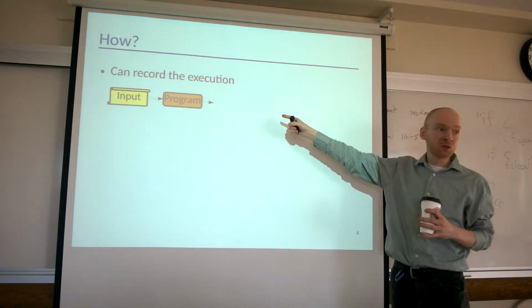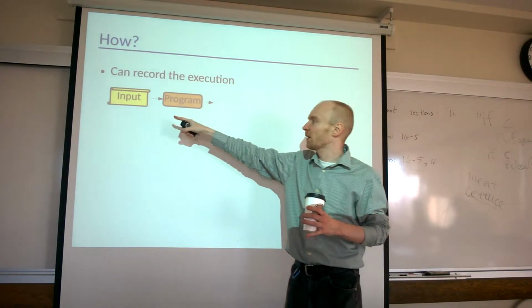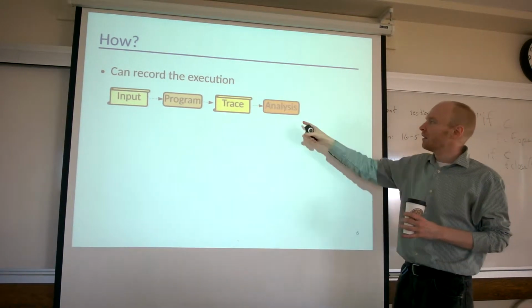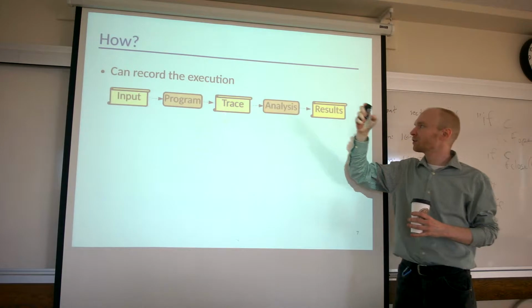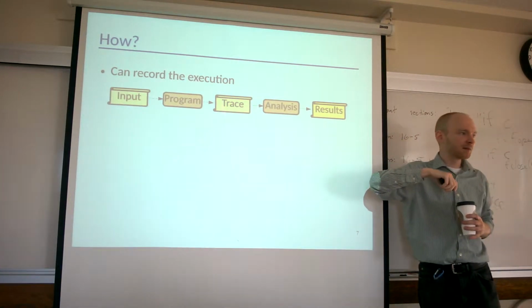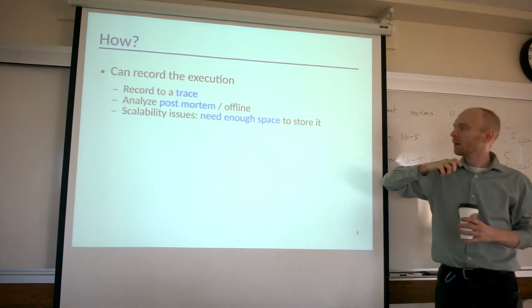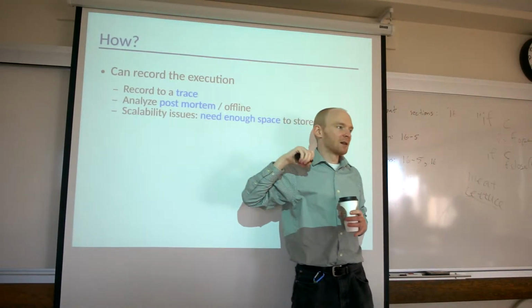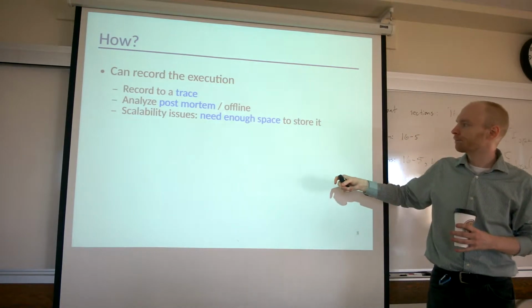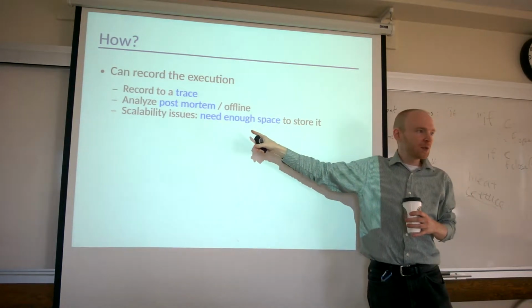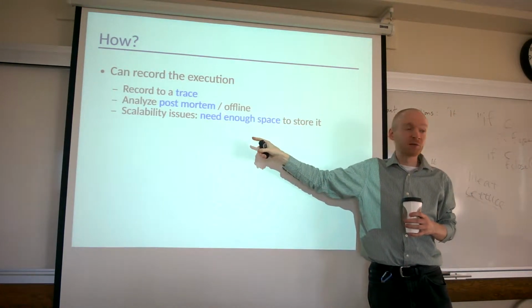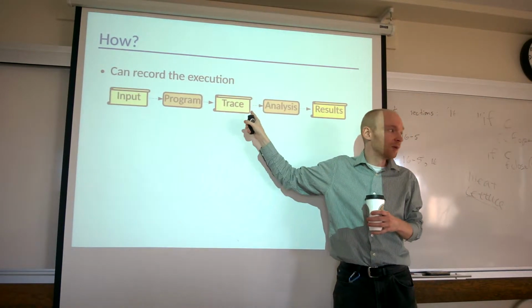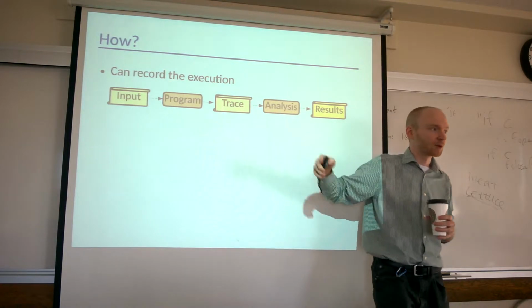Well, one approach to dynamic analyses is to take the input and the program and produce a trace. You can record the execution. Then you take your analysis and run it over that trace and produce some results in the end. So we're recording a trace and then doing what's called post-mortem or offline analysis after you've got this recording. This, however, has some scalability issues because you need enough space to hold that trace. For long-running executions, that trace is going to be really, really large. It's recording a lot of data.